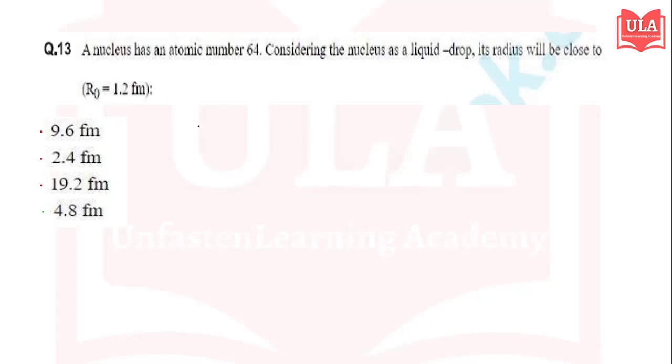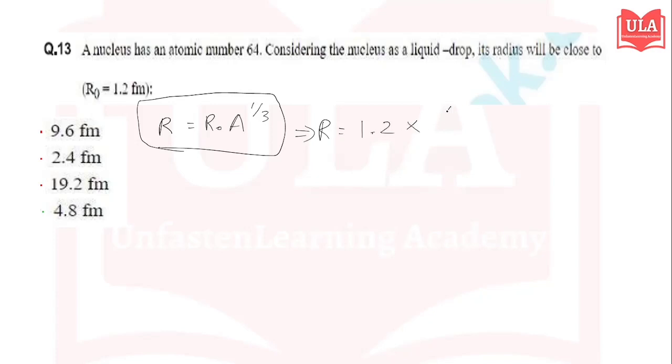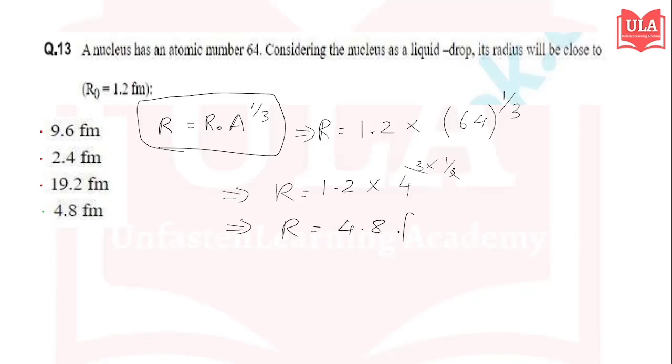So the formula for this is R is equal to R naught into A power 1 by 3. Substituting with the given data, R is equal to 1.2 into A, which is 64, the whole power 1 by 3, which will be R is equal to 1.2 into 4 cube into 1 by 3. So 3 will get cancelled, which will be R is equal to 4.8 FM. So option D is the right answer.